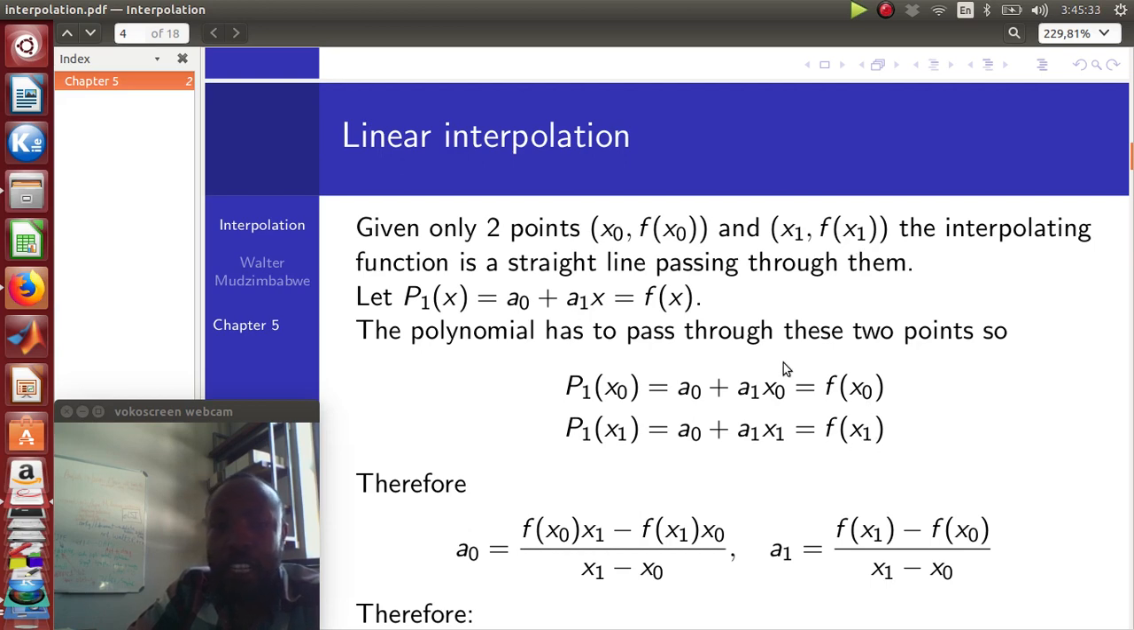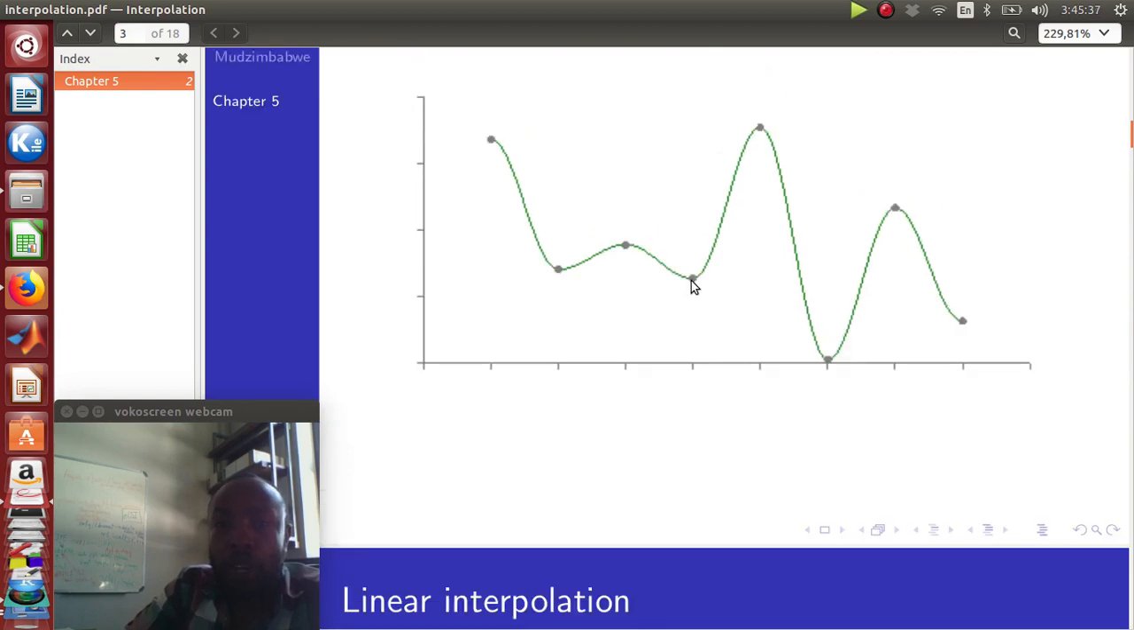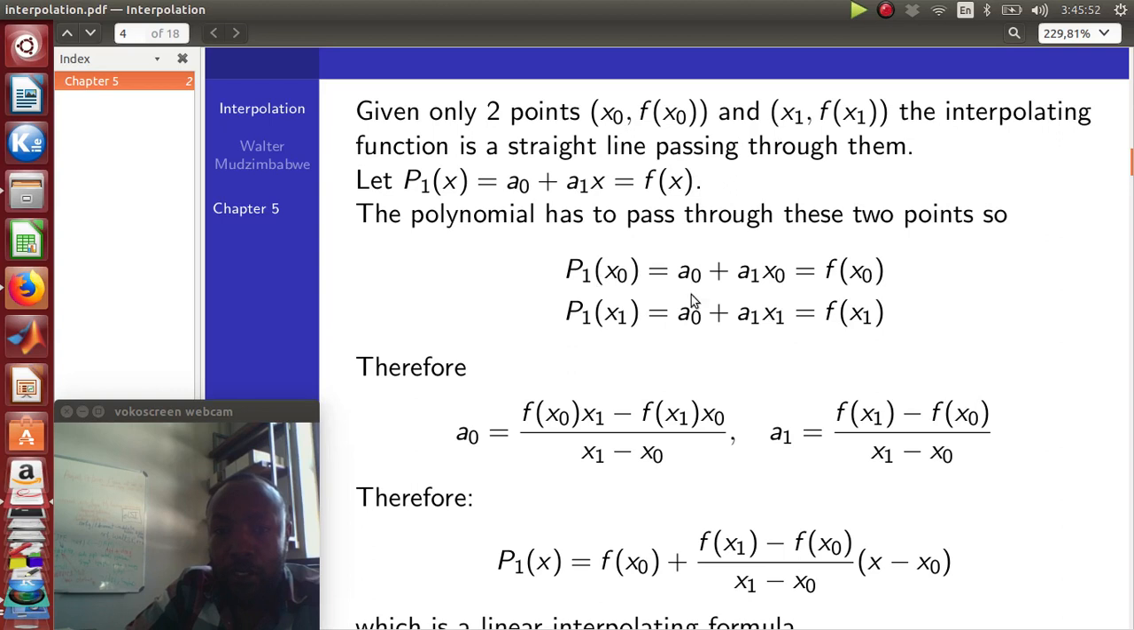So in other words, the polynomial has to pass through it. The value of the polynomial, the green line at this point, is the same as you can see with the data. So they should correspond. That's basically what I've done here.